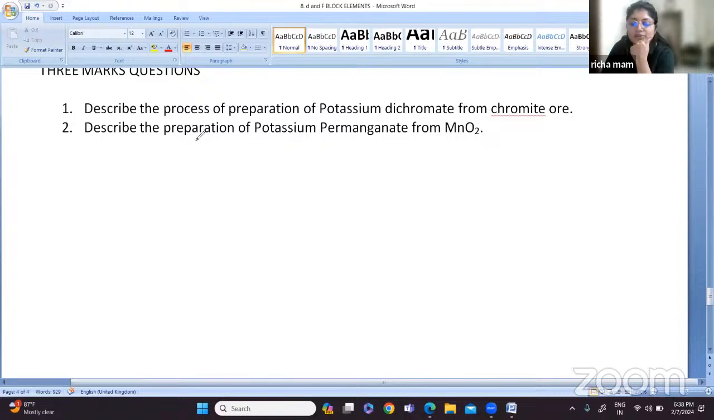Atomic size of 4d and 5d series elements are almost the same. Okay, that is of hafnium and zirconium. The sizes are almost the same or identical. What is the reason why the size is identical?